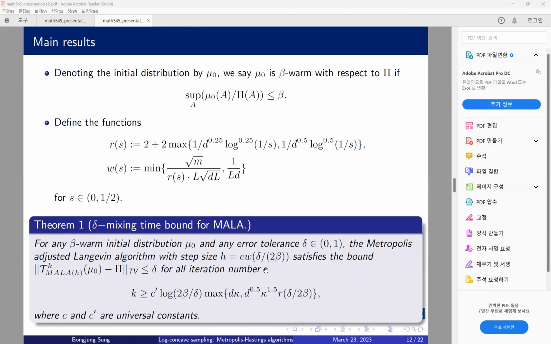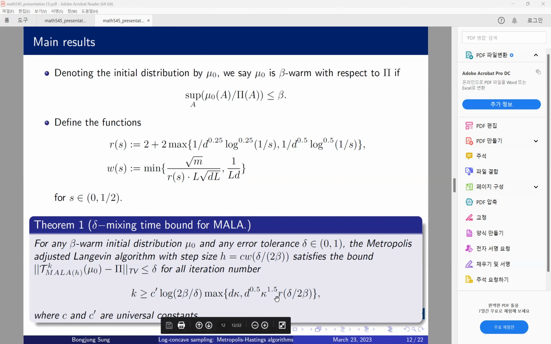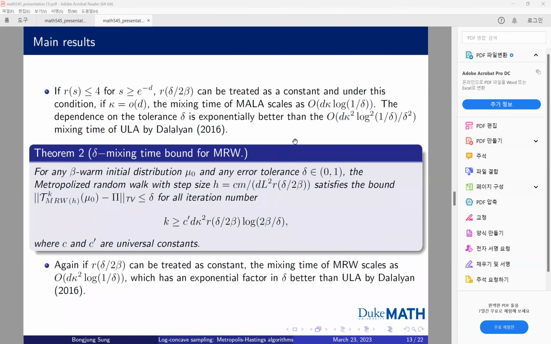To discuss the result, if R_s is smaller than or equal to 4, which is possible when s is larger than or equal to exponential minus d, then the term depending on R in the mixing time bound can be treated as a constant because it can be made extremely small. Under this condition, if κ is small, then the mixing time of MALA scales as big O of d κ log 1 over δ. This result implies that the dependence on the tolerance δ is exponentially better than the big O of d κ squared log squared 1 over δ squared mixing time of Euler-Langevin.